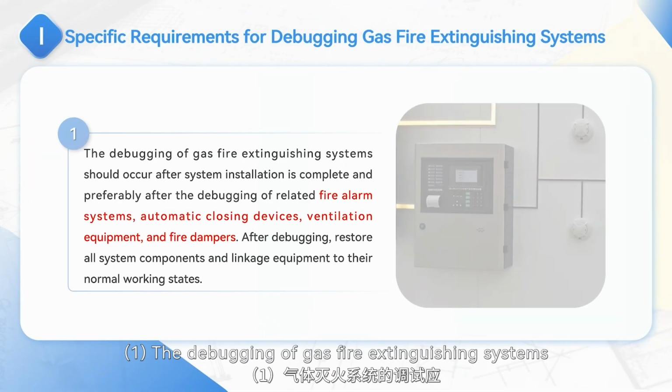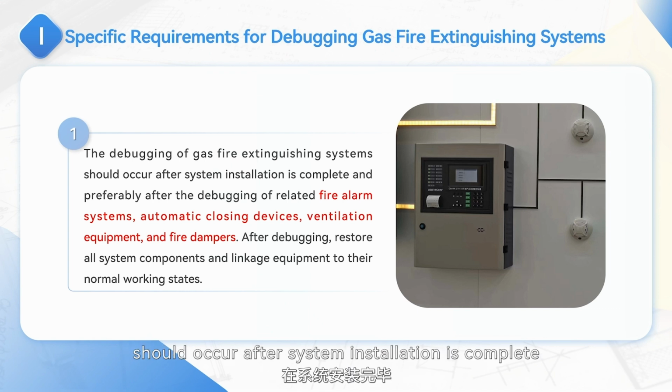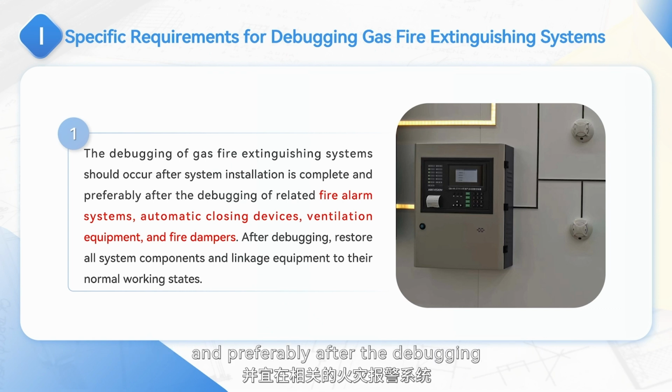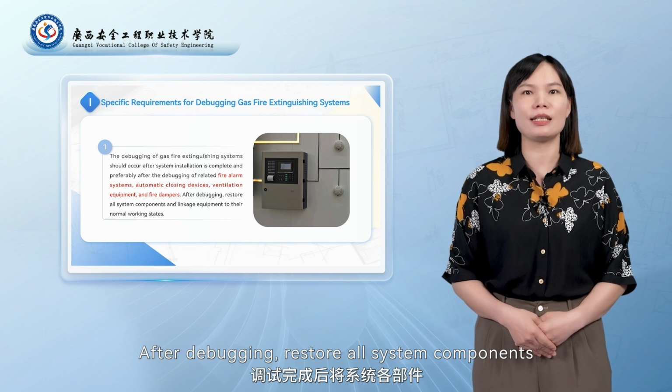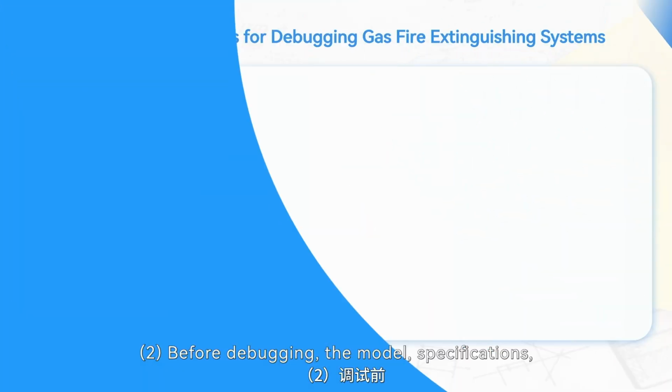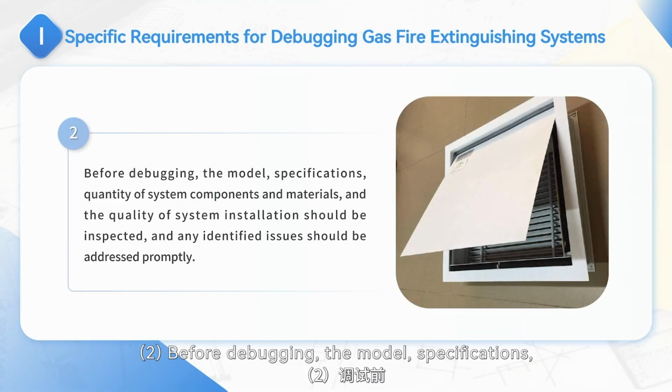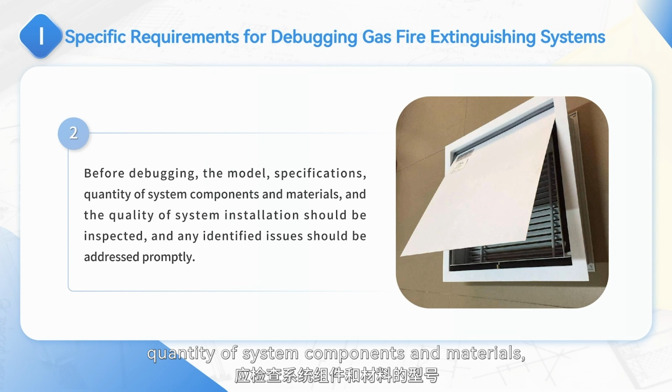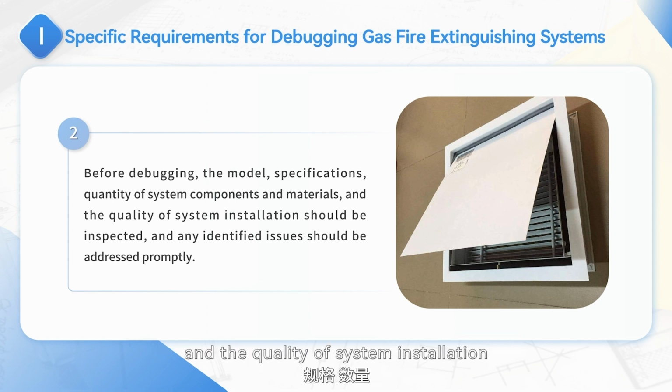Now, let's look at the specific requirements for debugging gas fire extinguishing systems. 1. The debugging of gas fire extinguishing systems should occur after system installation is complete and preferably after the debugging of related fire alarm systems, automatic closing devices, ventilation equipment, and fire dampers. After debugging, restore all system components and linkage equipment to their normal working states. 2. Before debugging, the model, specifications, quantity of system components and materials, and the quality of system installation should be inspected, and any identified issues should be addressed promptly.